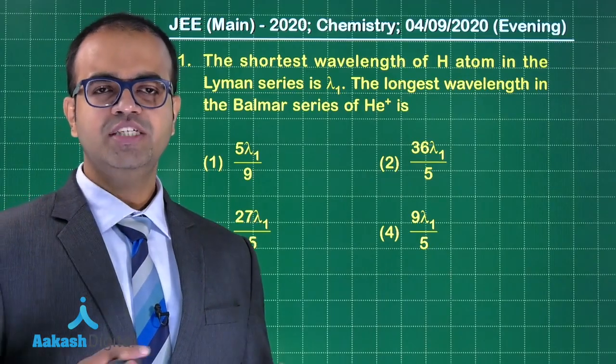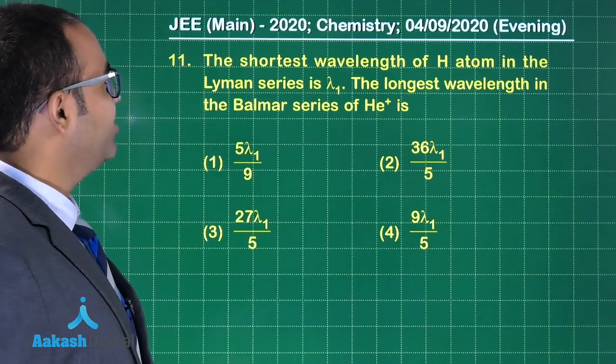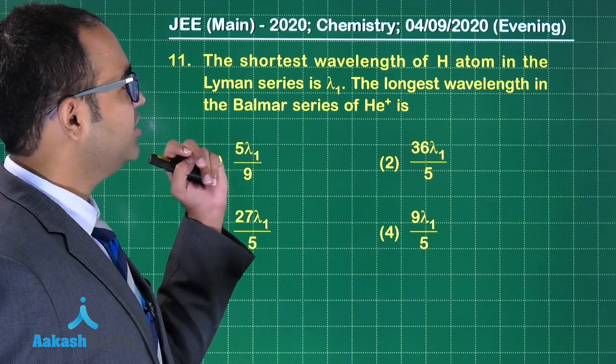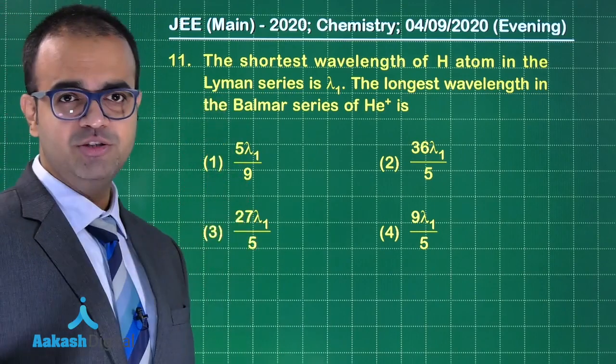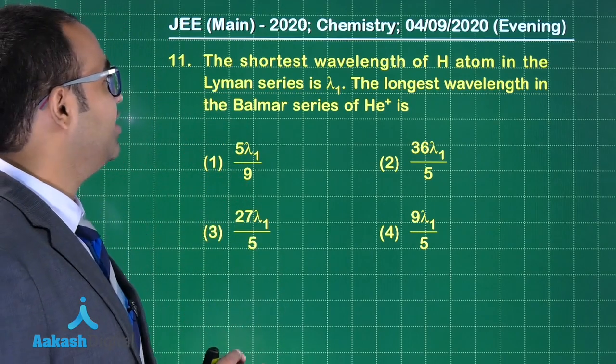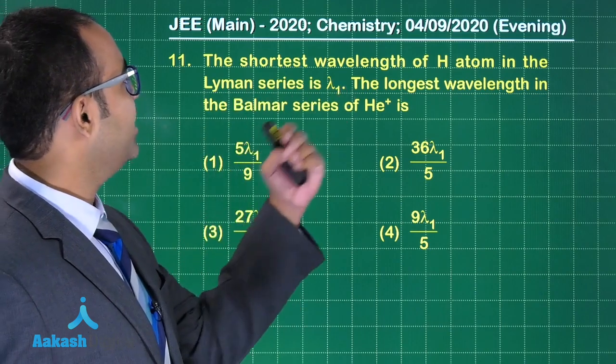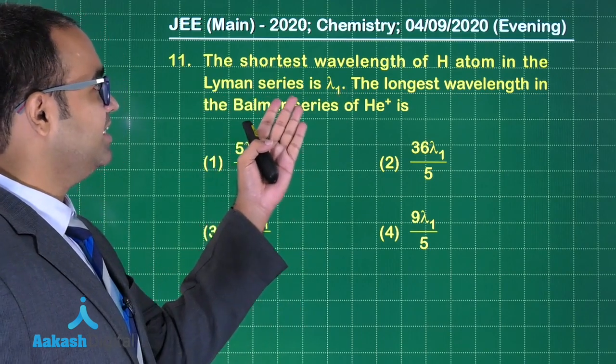Let us solve question number 11, guys. So what do I have here? A question from atomic structure. It is based on hydrogen spectrum. Your favorite, guys, a very easy question. The shortest wavelength of hydrogen atom in the Lyman series is lambda 1.